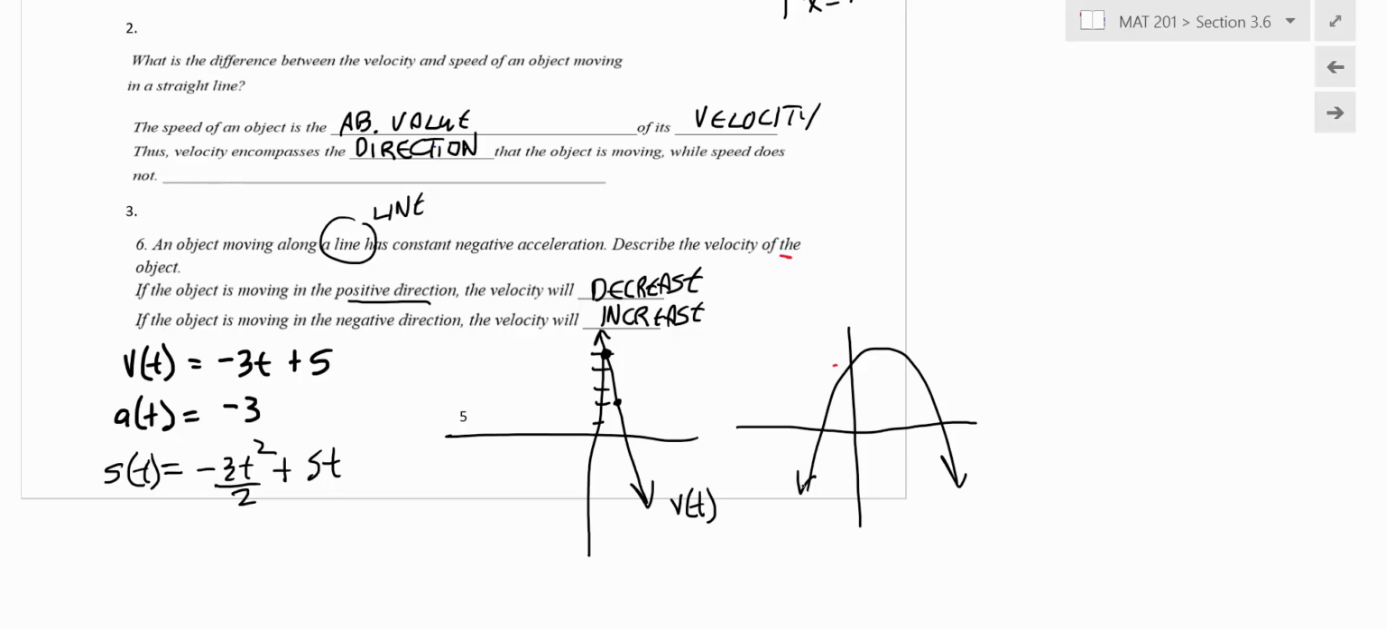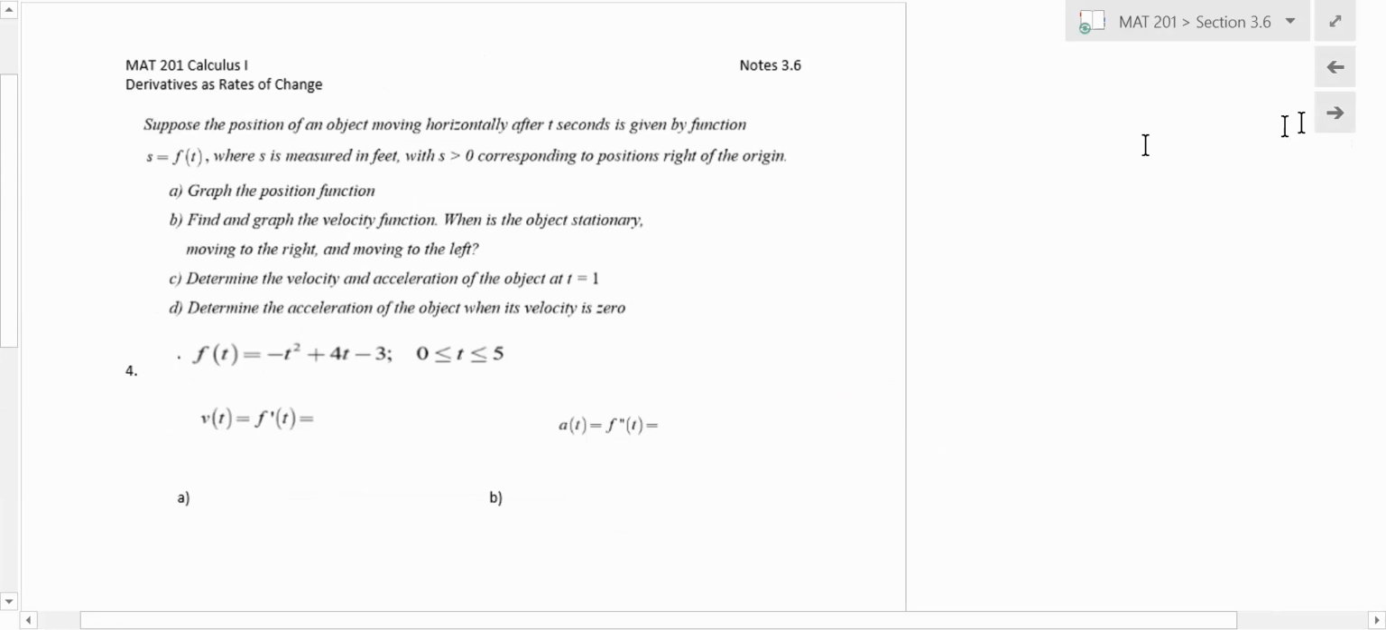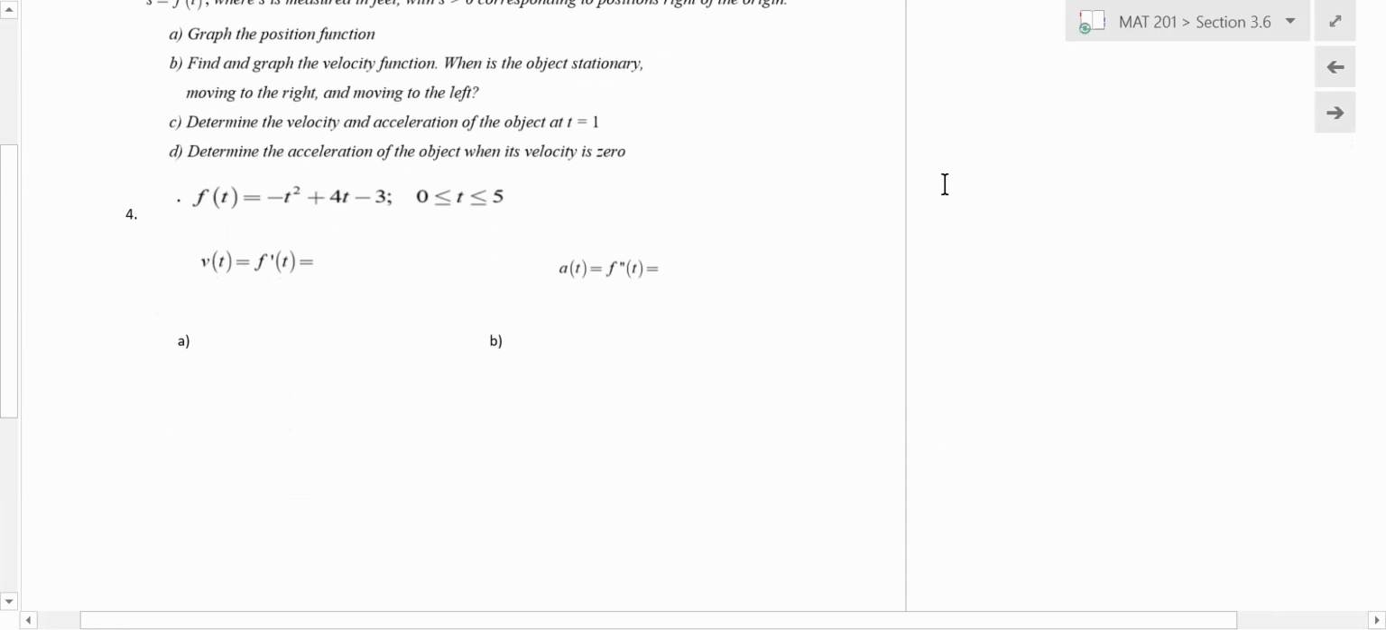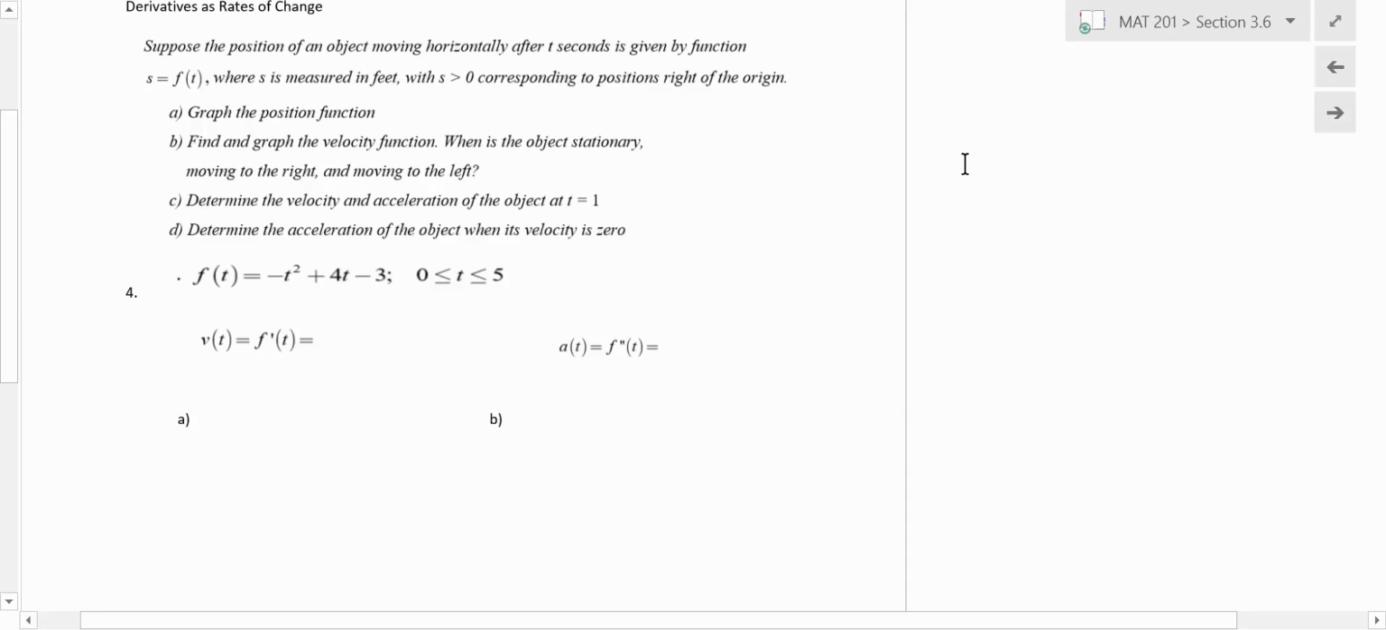Okay. Don't worry about where I got that. We learn that at the end of the semester. That's called integration. You can take a derivative and integrate it to get the function that was differentiated to get that. Okay. You'll learn that. Okay, so let's move on to this now. Let's go through this problem.